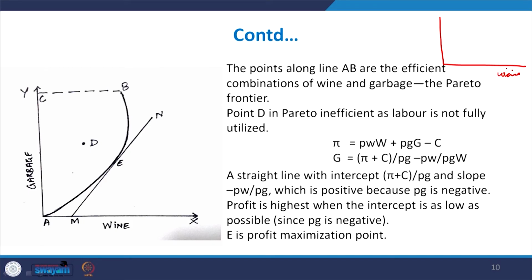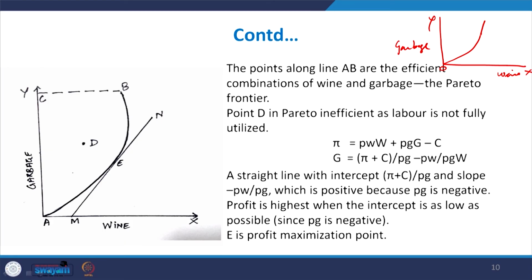In that case, the production possibility curve, you can simply see, since we are taking wine on the horizontal axis, the x axis, and garbage on the y axis. So, garbage is a negative product and wine is a good product. Obviously, if you want to increase the production of wine, you have to increase the production of garbage. So, both are going in the same direction. More production of wine means more production of garbage.